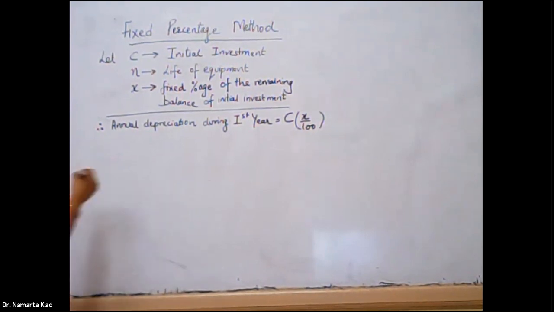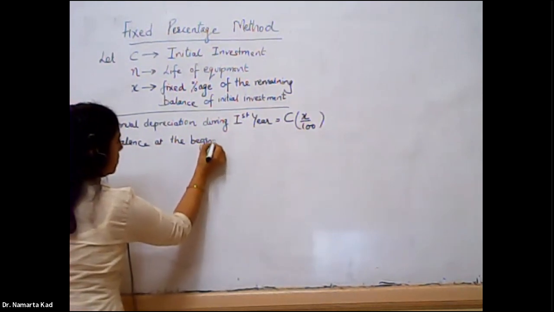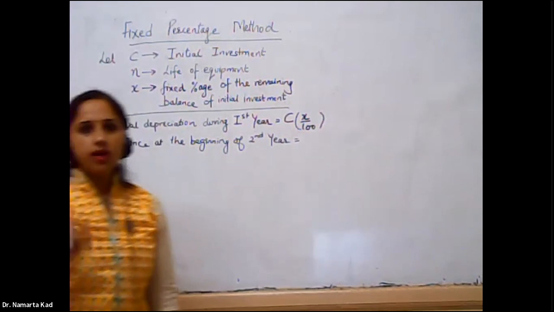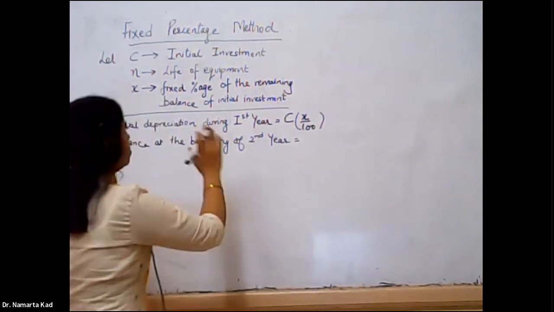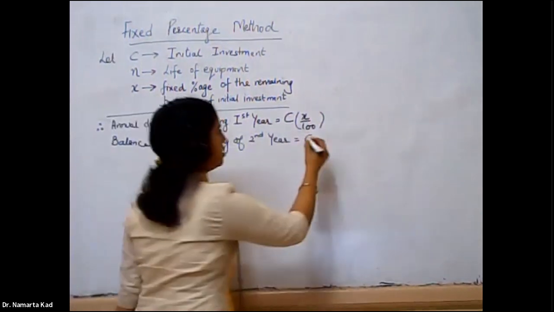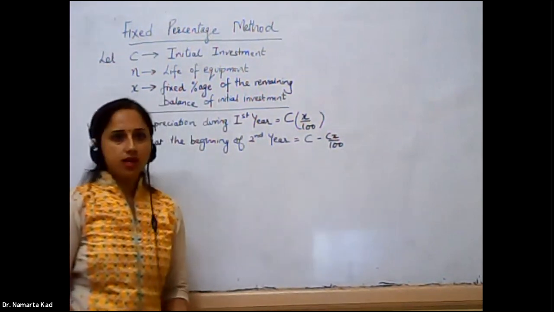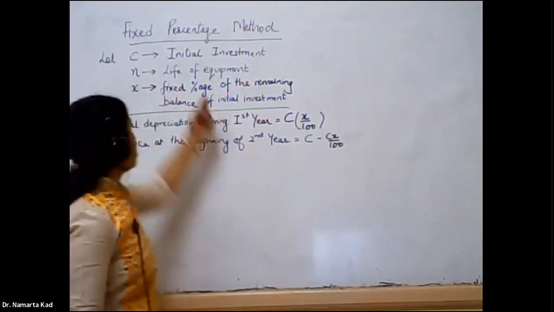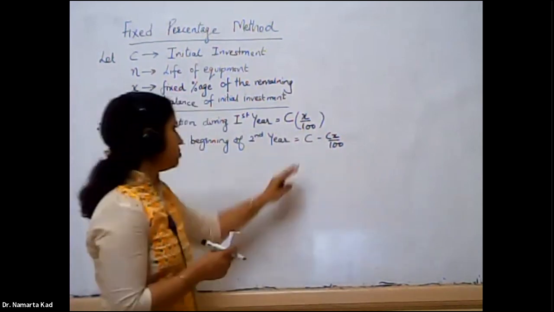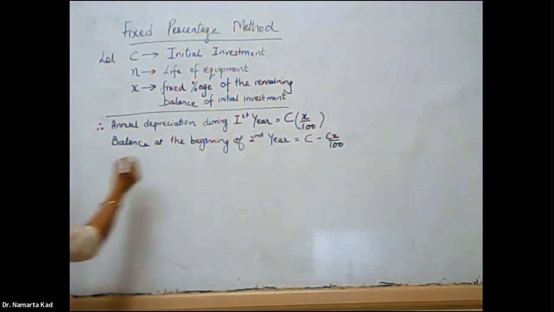Now the balance at the beginning of second year. So what is the initial investment? This is C. इसमें से इतना हमने depreciation reserve निकाल दिया है. So the balance at the beginning of second year is C minus Cx by 100. ठीक है. In the beginning of first year we have the amount of C, जिसमें से annual depreciation Cx by 100 निकल गया. So balance at the beginning of second year comes out to be C minus Cx by 100. Okay, now next step is the annual depreciation during second year.